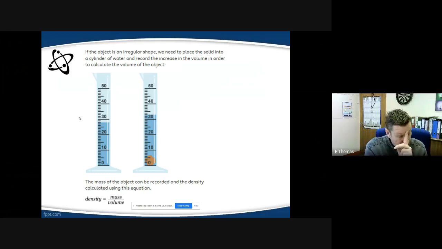So remember that, okay? That does come out occasionally. How would you work out the density of an irregular object? And that is how you find the volume of it. Chuck it in a cylinder of water.